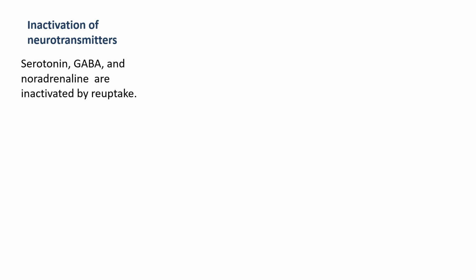Just a quick word on neurotransmitters. Neurotransmitters are inactivated in different ways depending on the neurotransmitter. Serotonin, GABA, and noradrenaline are inactivated by uptake, and we know about serotonin reuptake because we know about serotonin reuptake inhibitors.